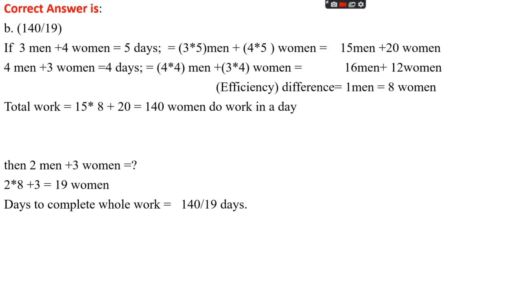That's the total work in a day. Then 2 men plus 3 women can do, which means that we have got 19 women. So to finish the work in a day we need 140 women, okay? But we have only 19 women available. So how many days will it take to complete the work? We got 140 by 19 days to complete the work. In such types of questions, we should follow this pattern.